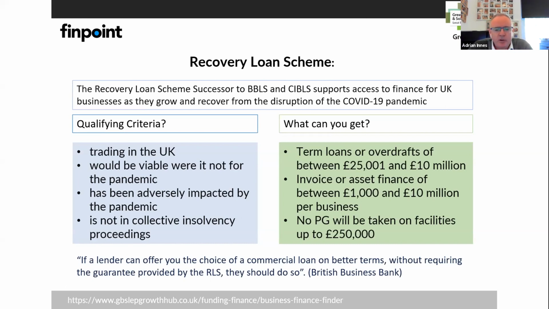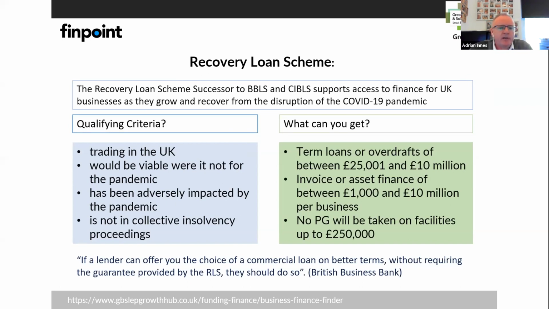So most funders we work with are accredited, and there's about 49 accredited funders across the funding world under the recovery loan scheme. So if they look at your application and they can offer you a loan commercially on better terms than relying on that government guarantee, then they should do so. It replaced, for some of the older people in the population, the small firm loan guarantee and EFG, enterprise finance guarantee, and it's not dissimilar to that.